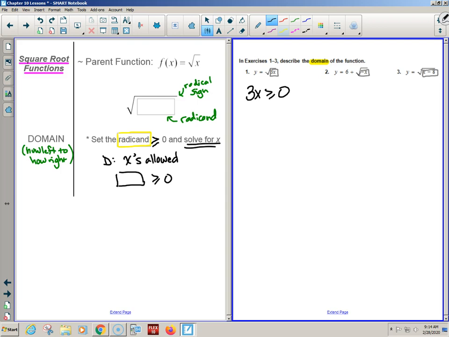Wait a minute, I'm not done. I'm supposed to get x by itself. I'm supposed to solve for x. So guys, how do I get x by itself? Yeah, inverse operation, division. Get rid of that multiplication. X is going to be greater than or equal to 0. Guess what? You're done. That's not bad, as long as you follow the system and the formula.